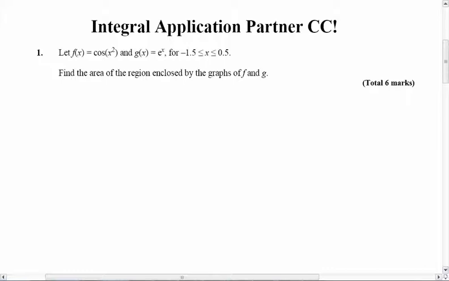All right, so let f of x equal cosine of x squared. Let g of x equal e to the x for negative 1.5 is less than or equal to x is less than or equal to 0.5. Find the area of the region enclosed by the graphs of f and g. So I need to find first what region is actually enclosed by these graphs.